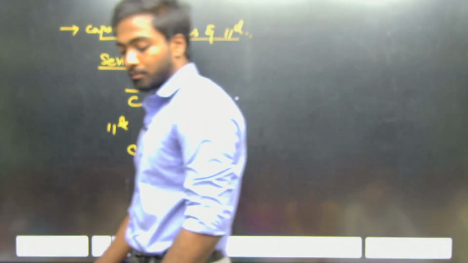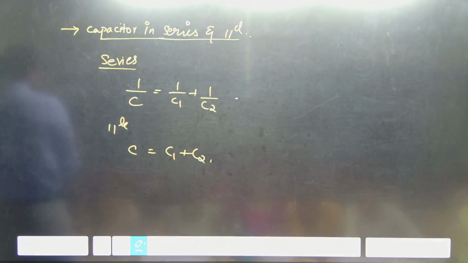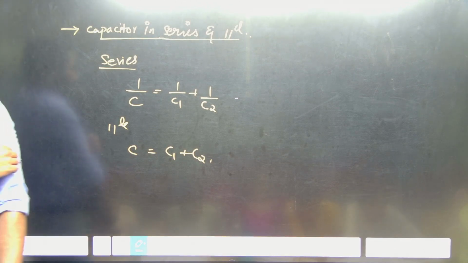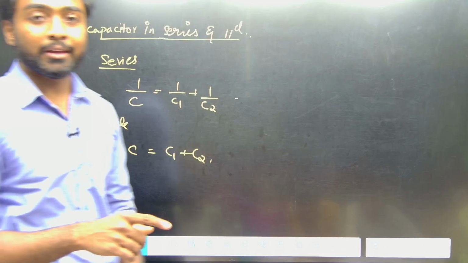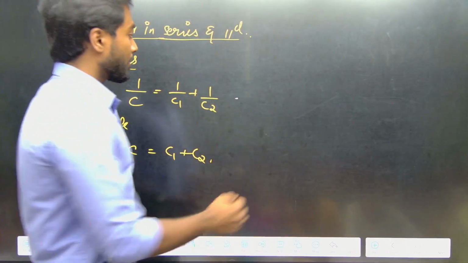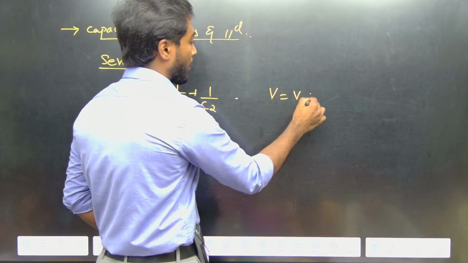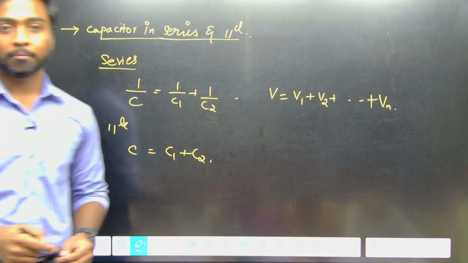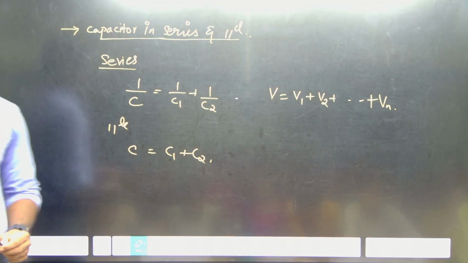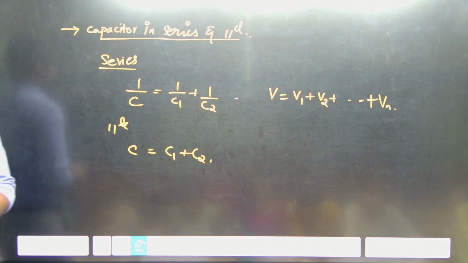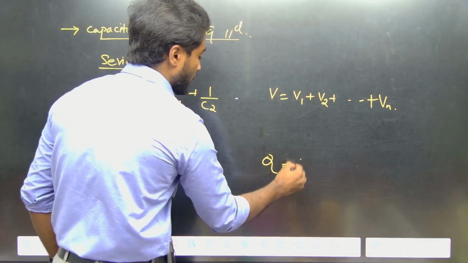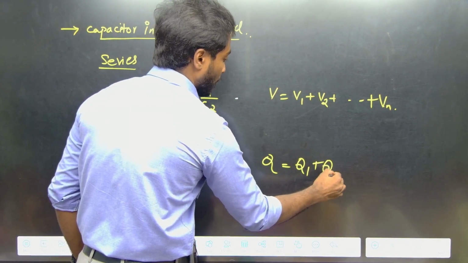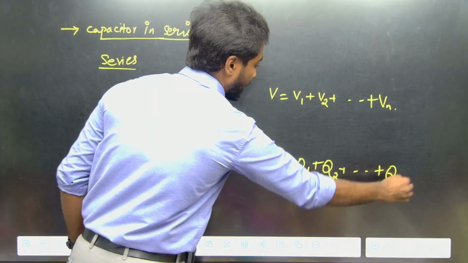Write down the point. For series, potential will be added, like V equals V1 plus V2 plus up to Vn. For parallel, charges will be added. So Q equals Q1 plus Q2 plus up to Qn.